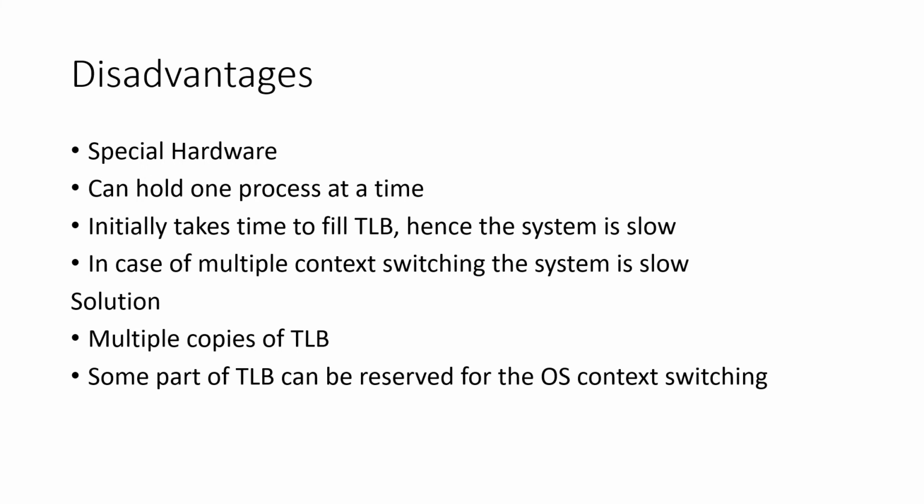Next disadvantage: in case of multiple context switching, the performance degrades. The hit ratio will be less and we have to access the page table, increasing access time twice. Why is this happening? Whenever no match is found in TLB, the operating system takes control. That is called context switching, and the operating system will go through the page table to get the information. Because of this the access time will increase. So this is one of the disadvantages.